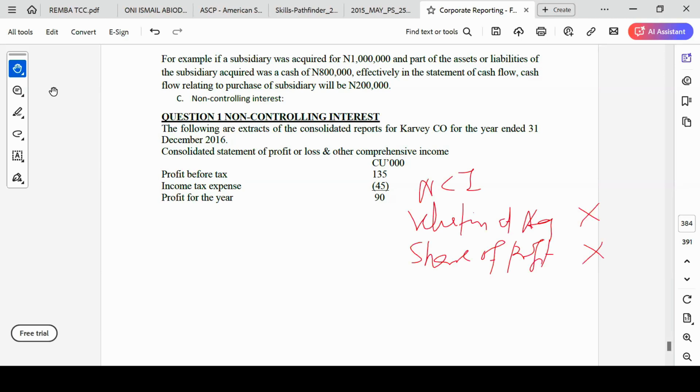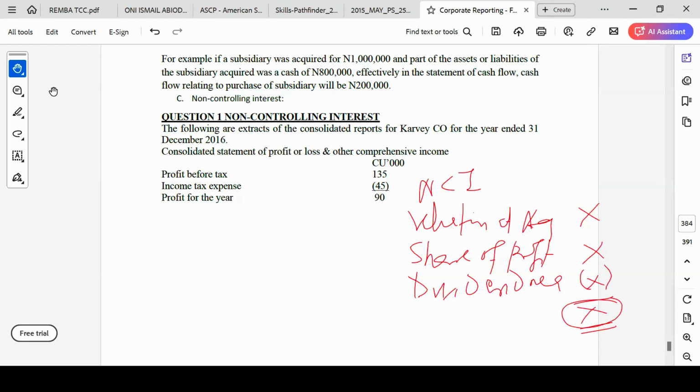Now, if I have already accounted for that share of profit and the subsidiary company now made a dividend payment to the NCI, what I would do is say dividend received in brackets, all right? And this will be the carrying amount. Whatever is left will be the carrying amount of the non-controlling interest.